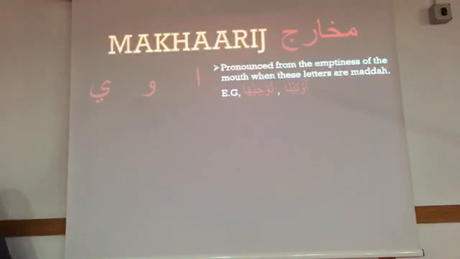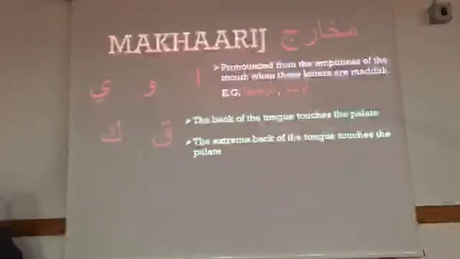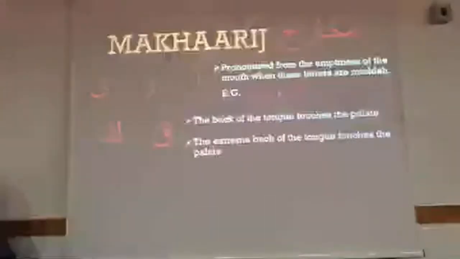I want you to explain in detail. We have the other two, qaf and kaf. Okay? First on the pages, qaf is mentioned first on the sheet. When we look at qaf, the makhraj of qaf is when the extreme back of the tongue touches the palate, when it touches the top part of the mouth as well.